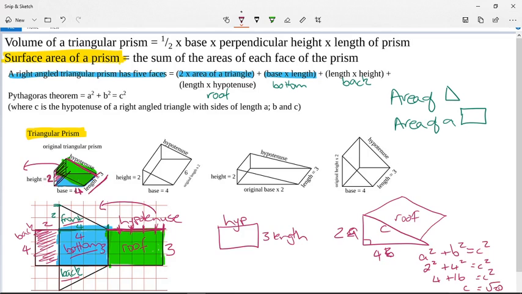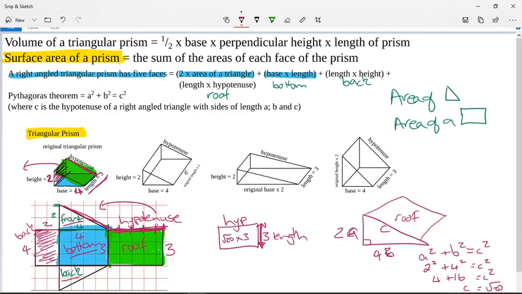So once we know how long this side is, we know how long the roof is. So when we find the area of this shape, it's going to be length times breadth, because it's a rectangle. It's going to be square root of 20 times 3, which is this other side over here.